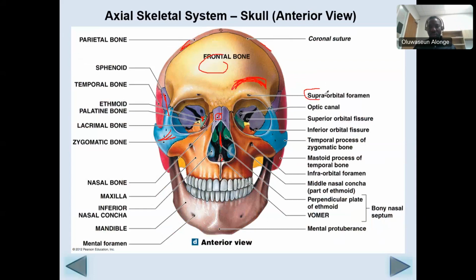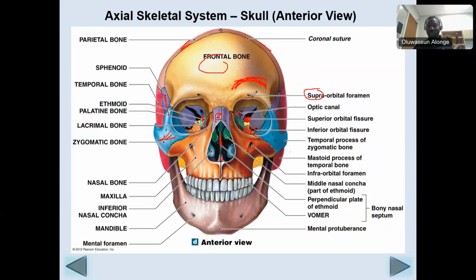Supra means superior, so this is inferior orbital fissure, and superior orbital fissure rather. So this is superior here, meaning that it is above. This is inferior, meaning that it is below. And here, this is the supraorbital foramen, and this here is the infraorbital foramen. It's simply saying this is below the orbit, and this is above the orbit.